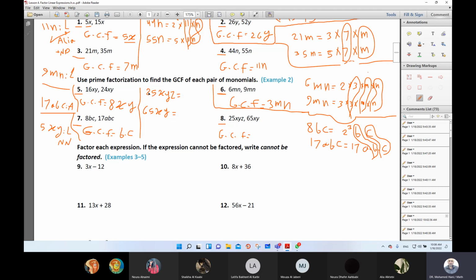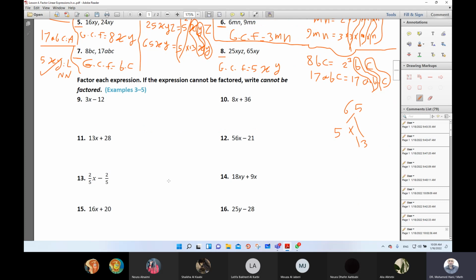Okay, listen. What are the factors of 25? 5 times 5, means 5, x, 1, and 2. x, y, z. x, y, z. 65, if you want to factor 65, 65 equals 5 times 13. So the prime factors for 65, 5 times 13. Then x, y. So as you see the common, we have 5 and we have x and we have y. So take the 5 and the low exponent. So 5xy. So this is answer will be 2.